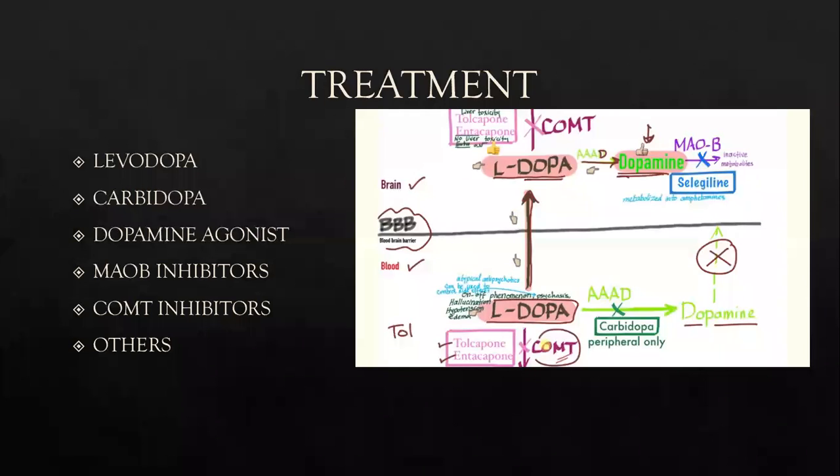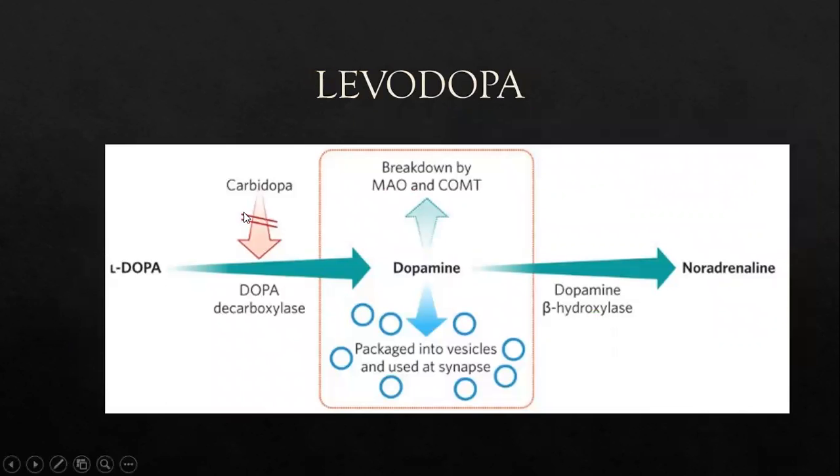So coming to the treatment, mainly we have levodopa, carbidopa, dopamine agonists, MAO-B inhibitors, and COMT inhibitors, and other treatments we will be seeing. Main levodopa. Levodopa is converted into dopamine with the help of dopa decarboxylase. Dopa decarboxylase is inhibited by carbidopa. This is to prevent the conversion to dopamine outside the brain, and to avoid the dopaminergic side effects outside the brain, where we do not want the dopaminergic actions.